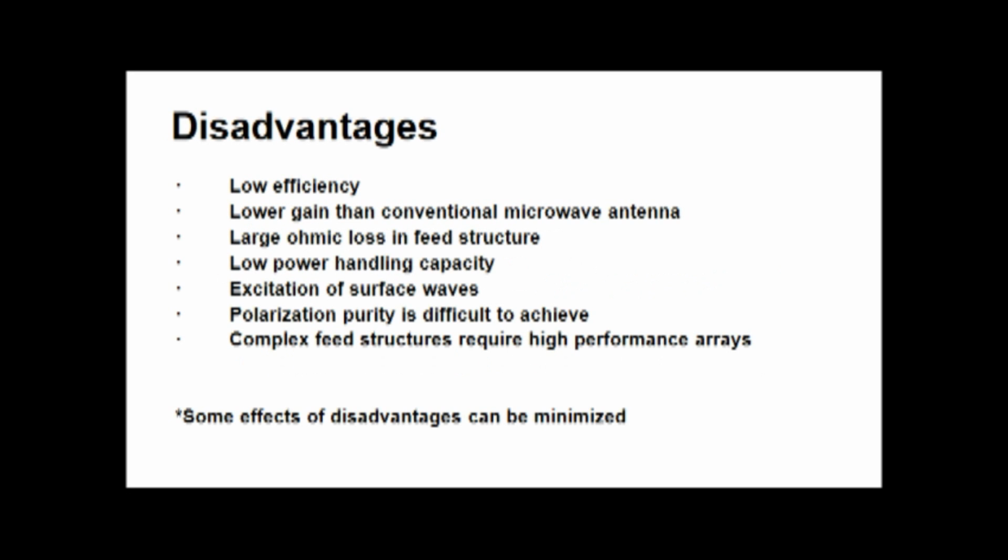Now for disadvantages. So the circular patch microstrip antennas are low in efficiency, and they have lower gain than conventional microwave antennas. They have a large ohmic loss in feed structure, low power handling capacity, excitation of surface waves, polarization purity is difficult to achieve, and complex feed structures require high performance arrays. But some of these disadvantages can be minimized.